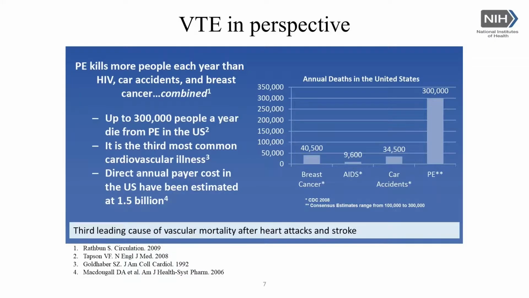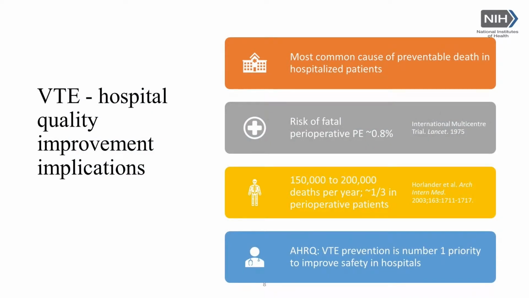If we put VTE in perspective, I'd like to say that it's probably the third leading cause of vascular mortality after heart attack and stroke. So it's an important clinical problem. And when you think about it in terms of hospital improvement implications, it's the most common cause of preventable death in a hospitalized patient. The risk of fatal perioperative PE is high at 0.08. Almost 150 to 200,000 deaths occur per year in perioperative patients. And the AHRQ stand is that VTE prevention is the number one priority to improve safety in hospitals.